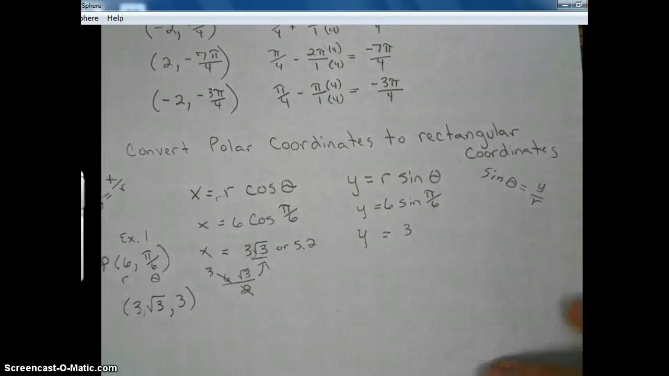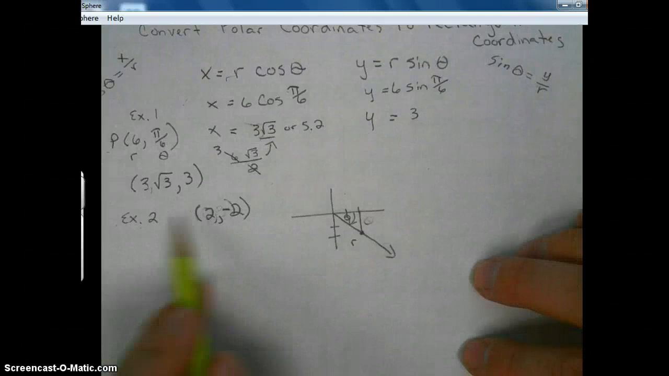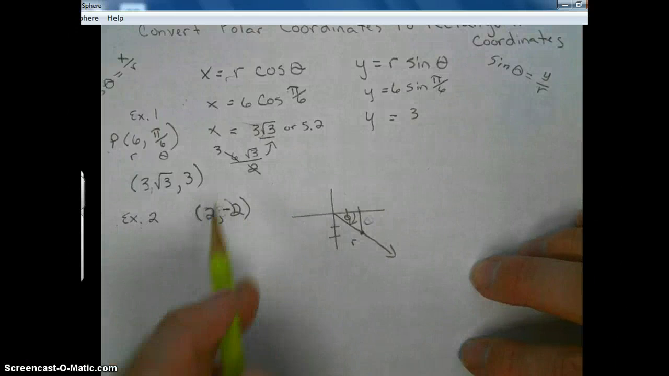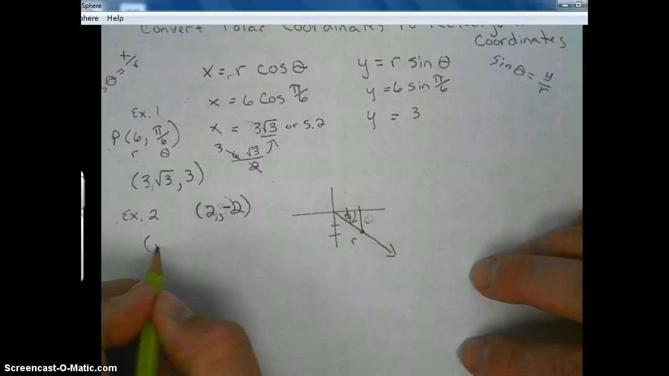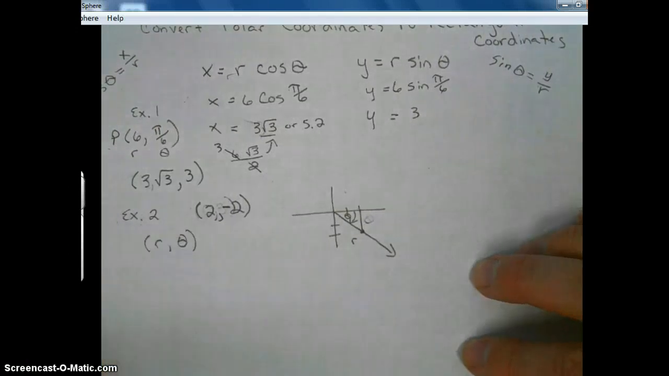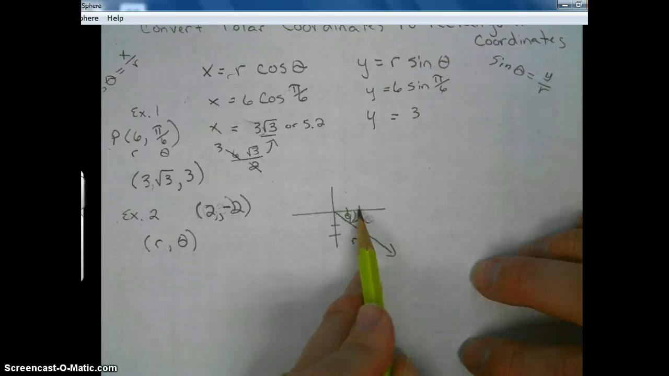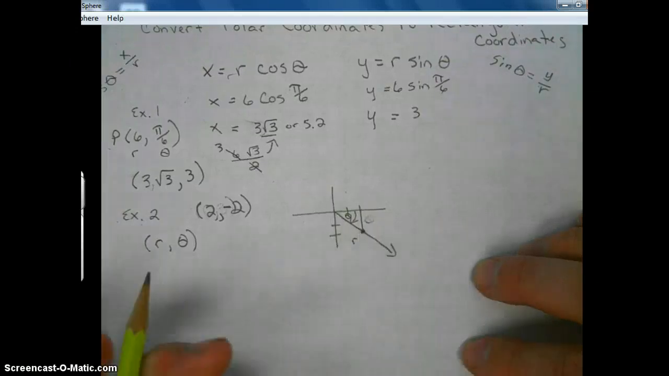Okay, so now let's take a look at converting the other direction. Example 2. Let's say we have the point 2, negative 2. These are rectangular coordinates, and we want to find the polar coordinates. So for polar, we need r and we need theta. The first thing we would do is plot the point: 2 to the right and 2 down. So this is the point we're trying to find.